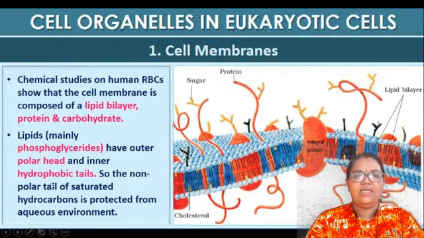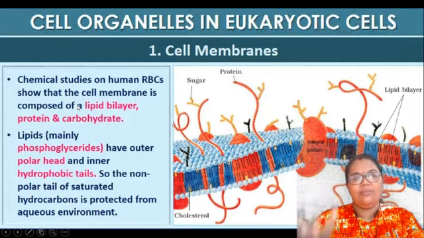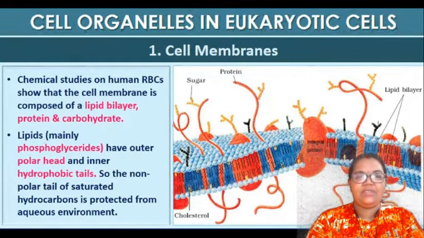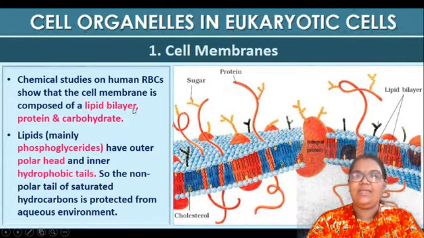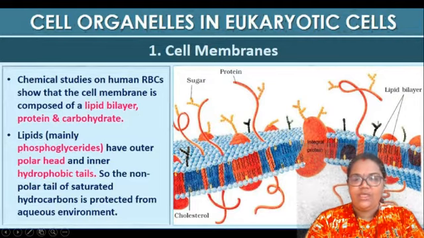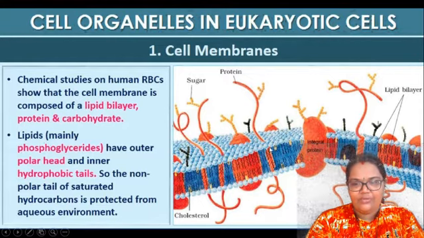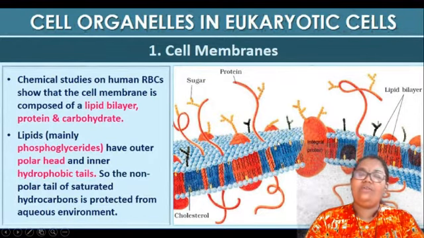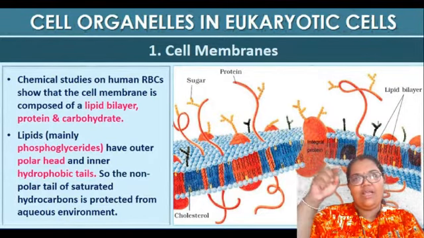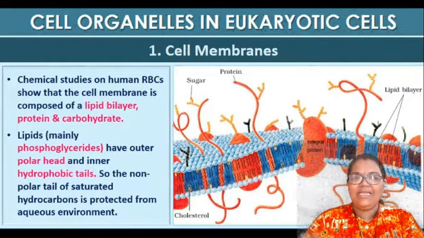Here you can see the chemical studies, first done on human RBC, which proved that the cell membrane is made up of lipid bilayer, protein, and carbohydrate. Go through the picture. You can see the hydrophilic heads and the hydrophobic tails, like a hydrocarbon structure. Last year we learned about the soap molecule, right? It also has a hydrophilic head and a hydrophobic tail.